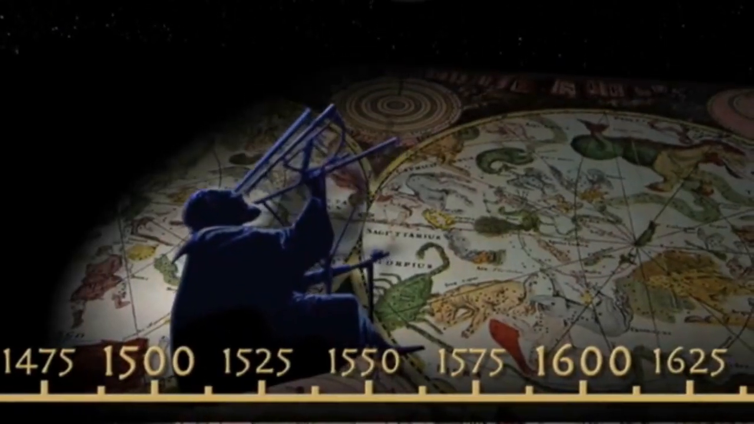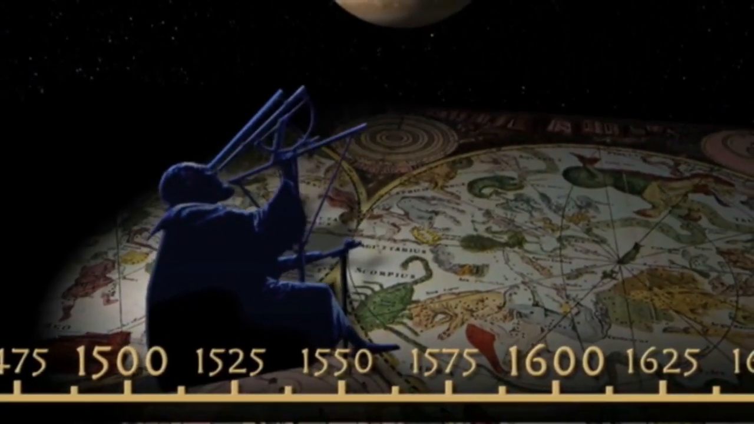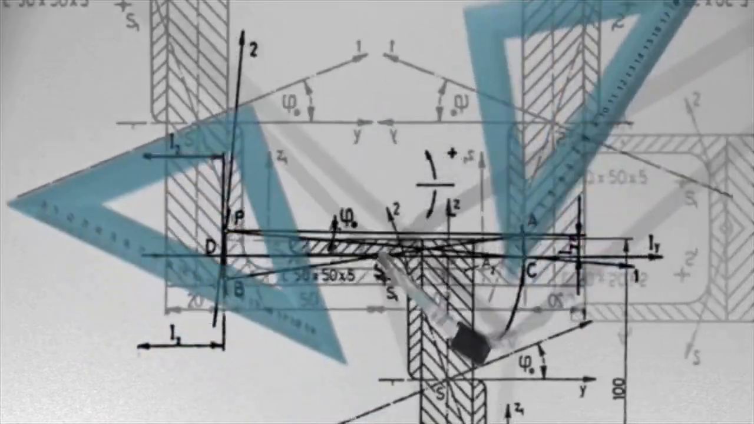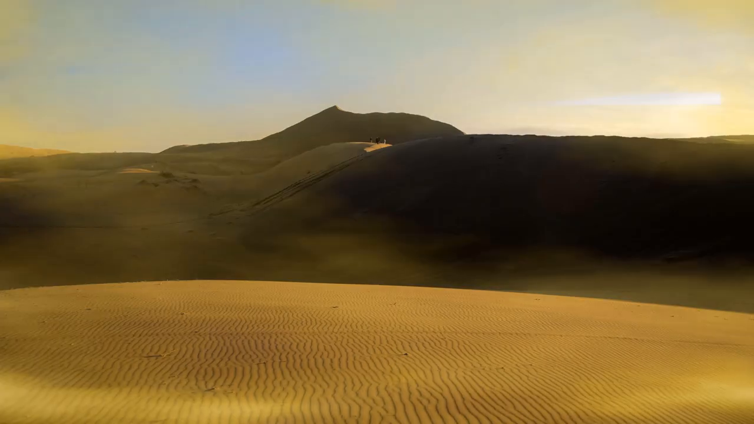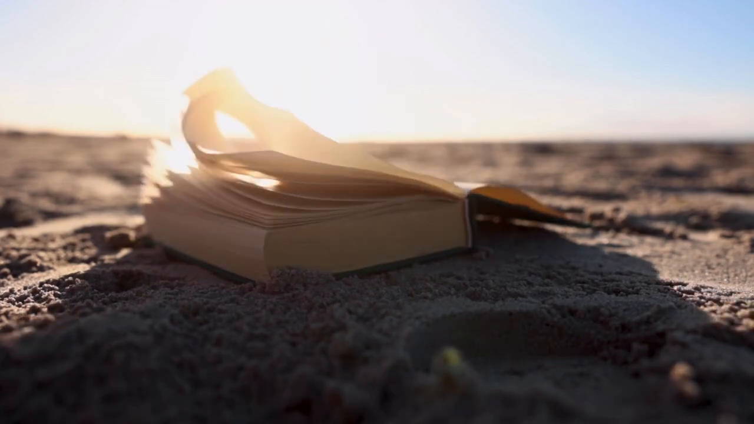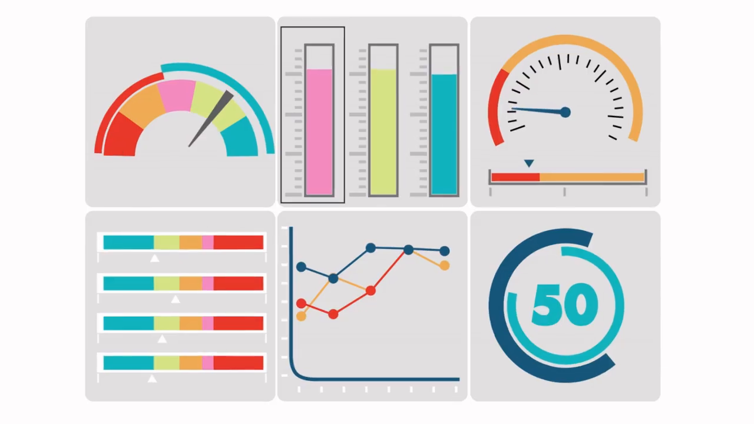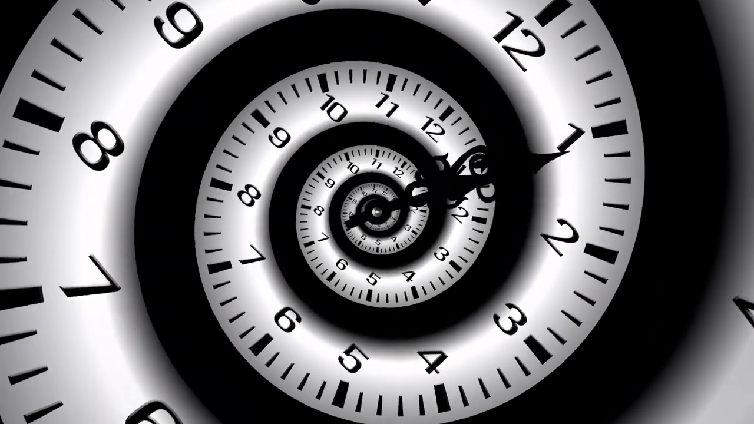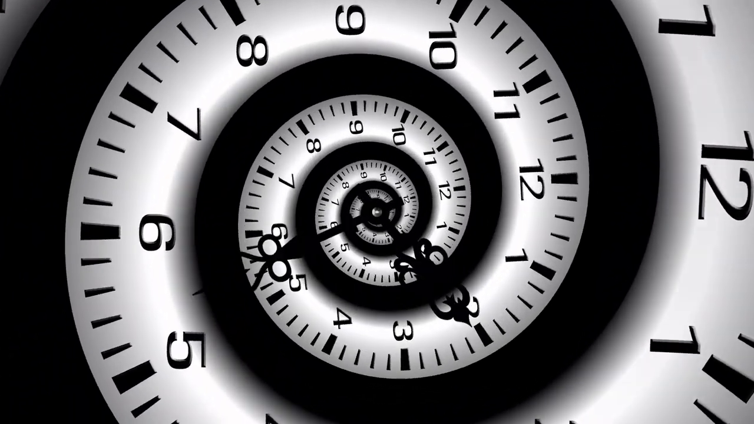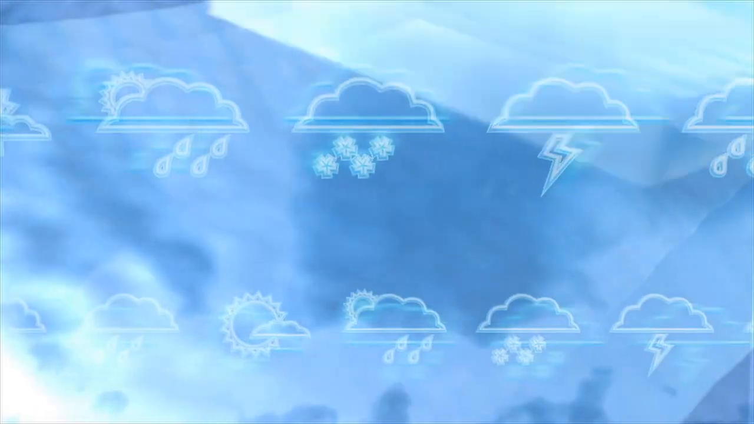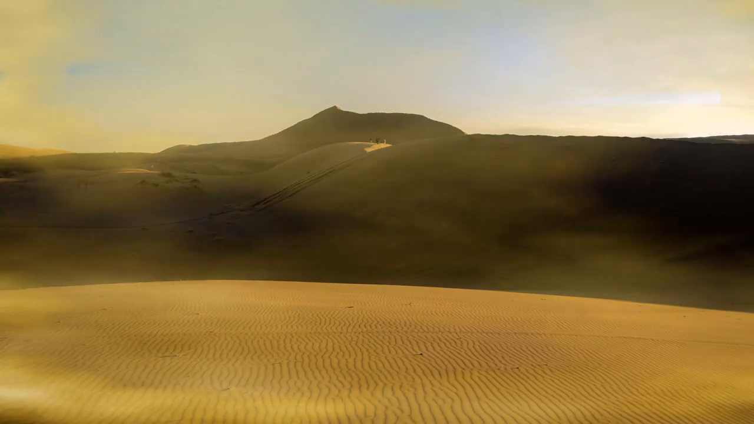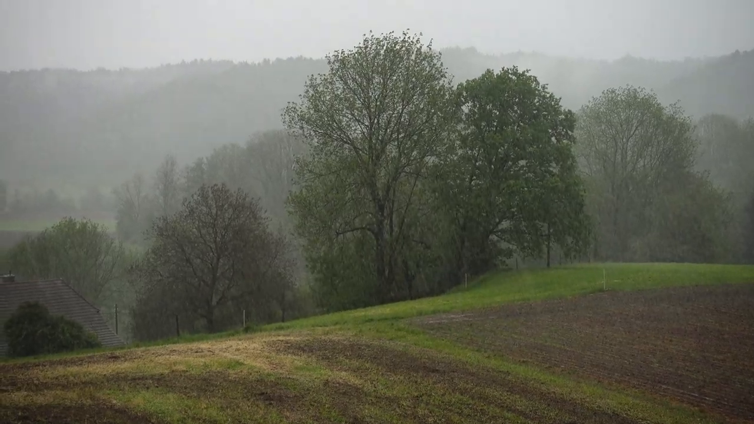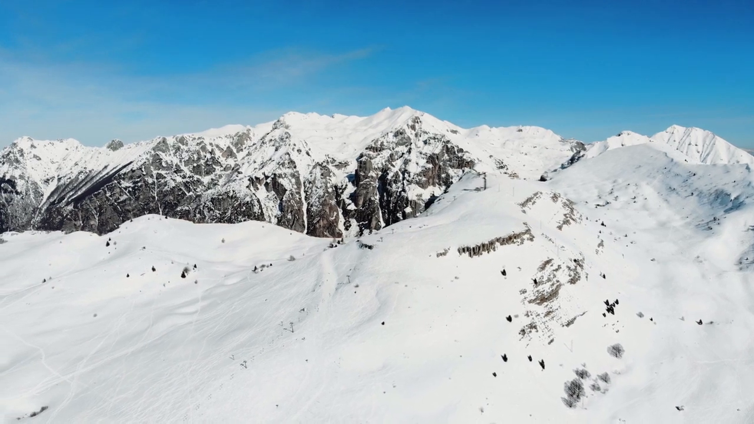Long before satellites, climate models, or even thermometers, humans tried to understand why some lands froze, while others baked under the sun. This is the story of how we turned centuries of questions into a system that shapes how we live today. Throughout history, humans have tried to make sense of the forces that shape the world around them, the winds that howl across deserts, the rains that feed the forests, the cold that locks the tundra in ice.